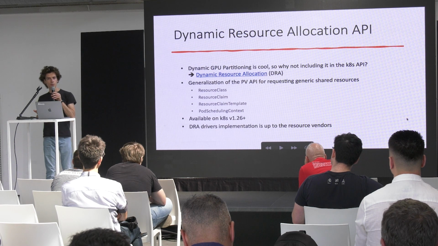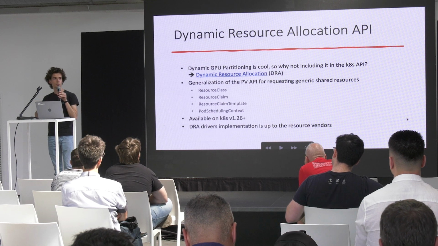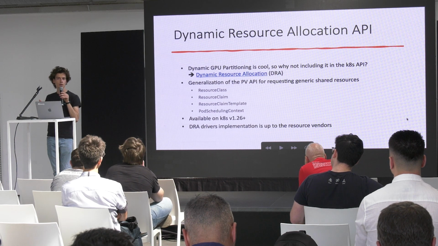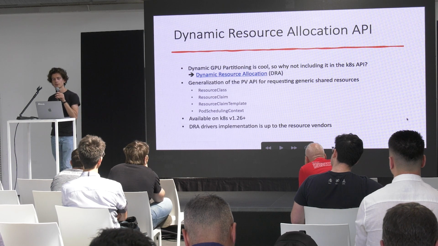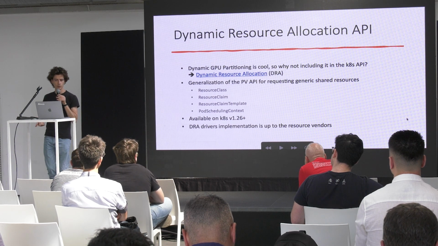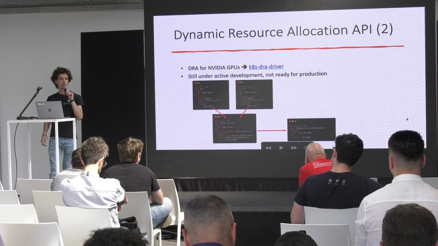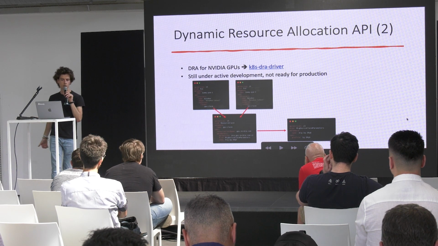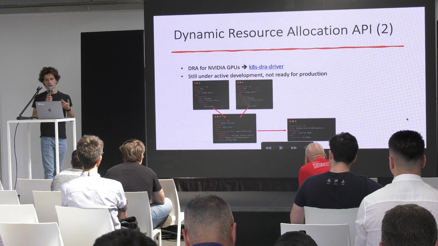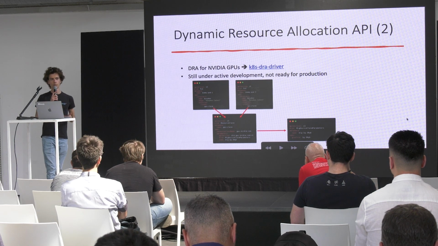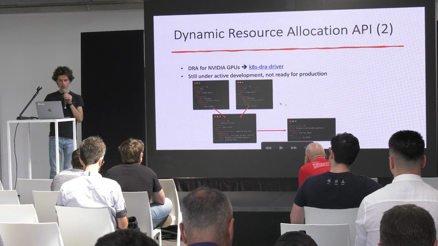And it's very similar to the device plugin framework. So the dynamic resource allocation API is basically a framework, and the specific vendors of the resources need to implement their own DRA drivers. And for GPUs, we have NVIDIA that is currently implementing their own DRA driver. And it's still under very active development. You can play with it, but it's not production ready. But it's already quite fun to use.